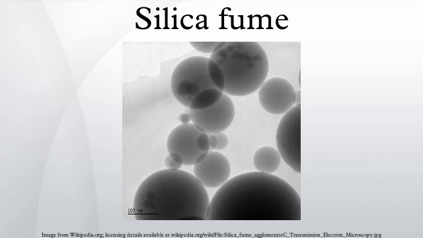Properties: silica fume is an ultrafine material with spherical particles less than 1 micrometer in diameter, the average being about 0.15 micrometers. This makes it approximately 100 times smaller than the average cement particle. The bulk density of silica fume depends on the degree of densification in the silo and varies from 130 to 600 kg per cubic meter.